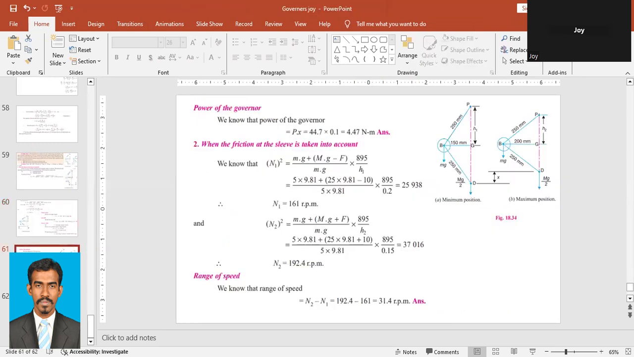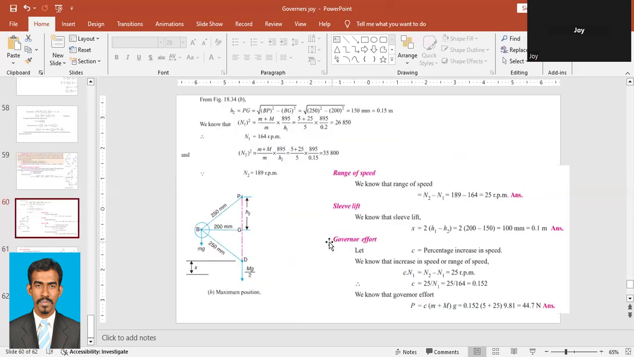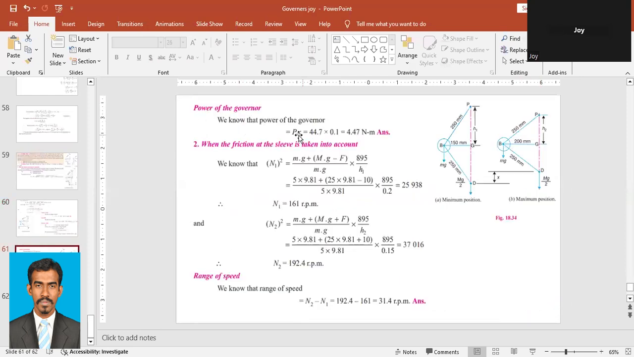And the power of the governor. Power of the governor, I told you, is the effort into sleeve movement X. We have already found the governor effort, and we have already found the sleeve lift. So power is the multiplication of this term with this term. Power is equal to P into X, that is 44.7 into 0.1, which is equal to 4.47 Newton meter. So this is the power.